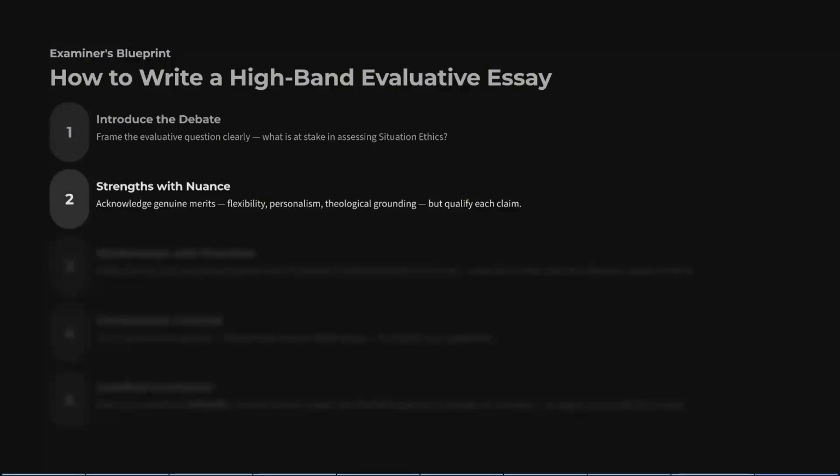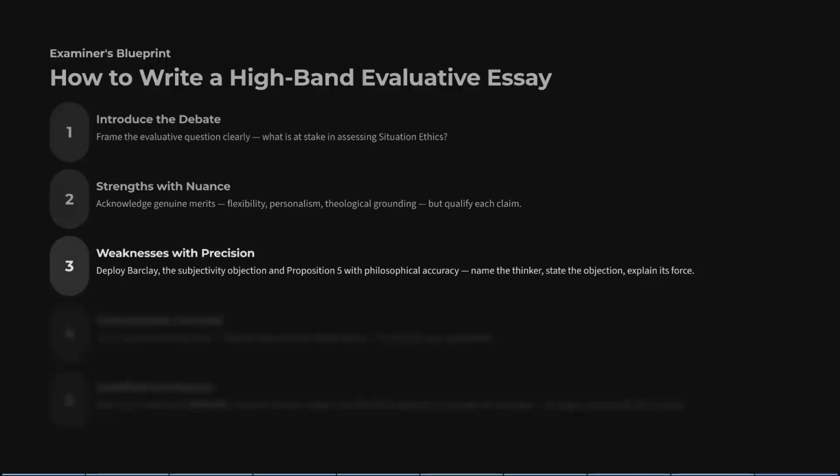Step 2. Strengths with nuance. Acknowledge the genuine merits, the flexibility, the personalism, the theological grounding, but qualify each one. Flexibility is a strength, but it comes at the cost of consistency. Personalism is compelling, but it relies on a concept of love that's never fully defined. Theological coherence is real, but it limits the theory's reach to those who share Fletcher's Christian starting point. Nuanced strengths are worth more marks than flat ones.